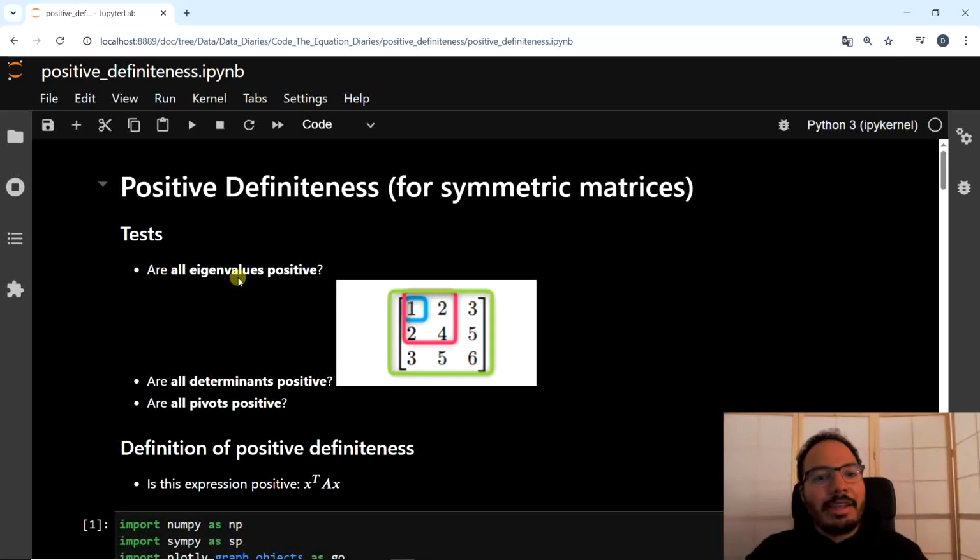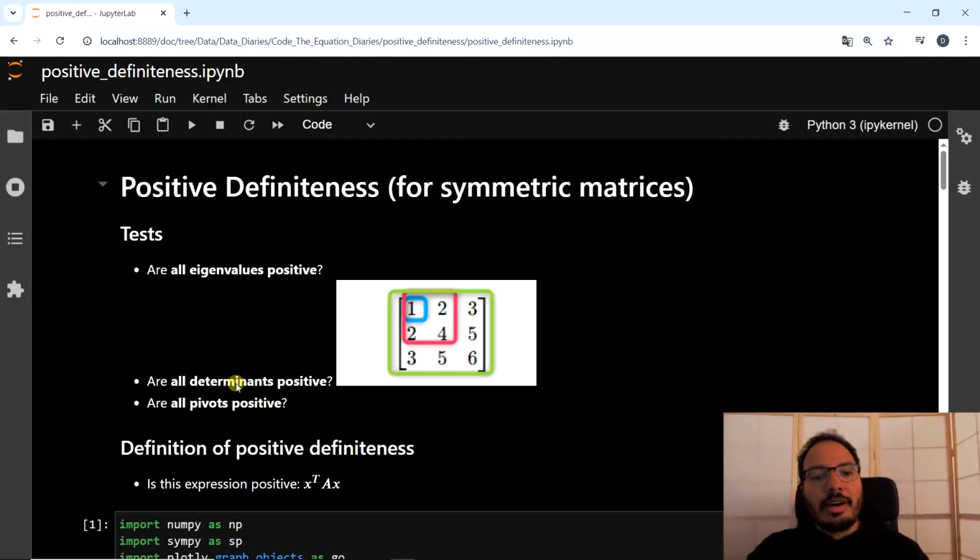Are all of the eigenvalues positive? Or are all of the determinants positive? And here we go from the left upper corner determinant, the blue one, then to the red one over here, and then to the 3×3 determinant, for example. If all of these are positive, it means we have a positive definite matrix. Or we can also have a look at the pivots. Are all of the pivots positive?